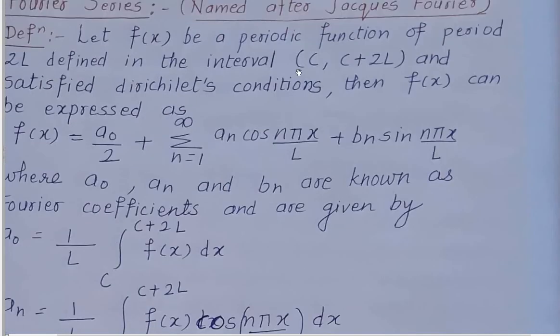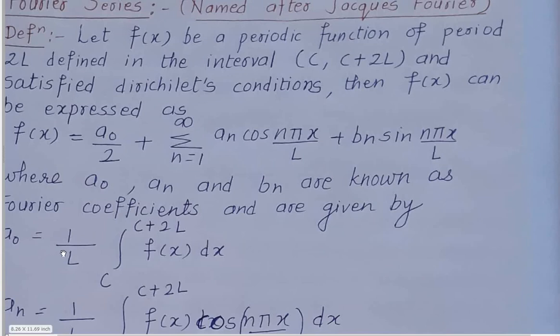Next, the definition of Fourier series. If f of x is a periodic function of period 2L defined in the interval c to c plus 2L and satisfies the Dirichlet conditions, then f of x can be expressed as a0 by 2 plus summation n equal to 1 to infinity of an cos n pi x by L plus bn sin n pi x by L. L may have any value.